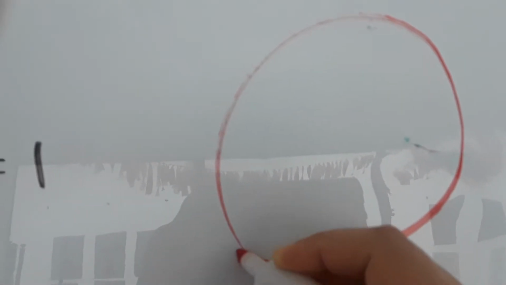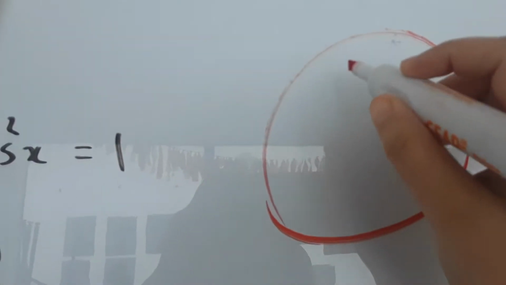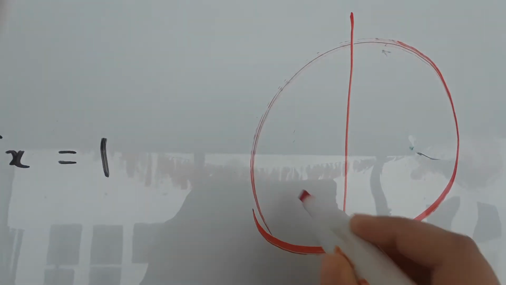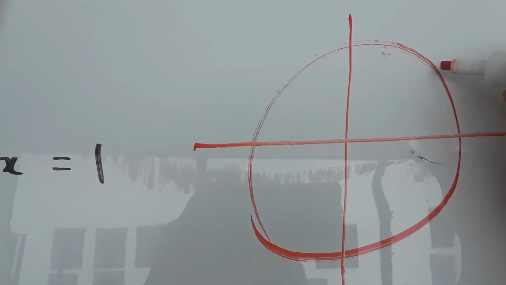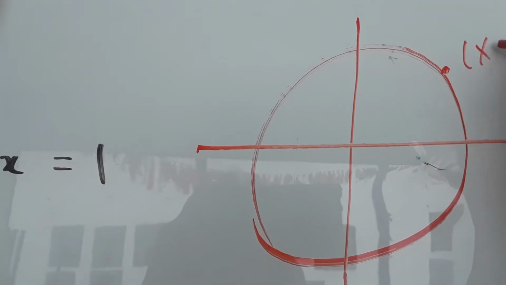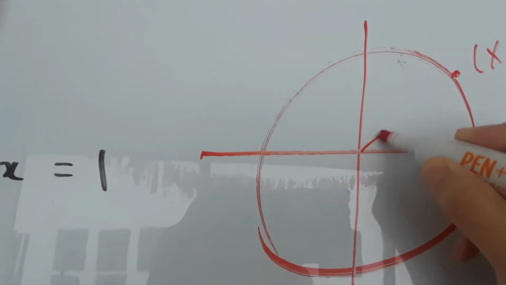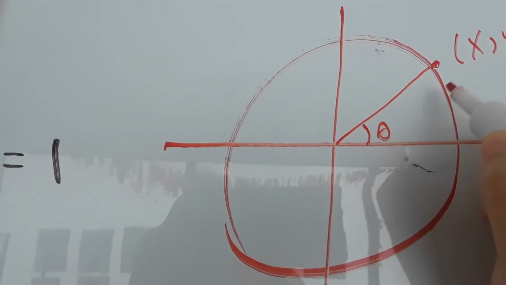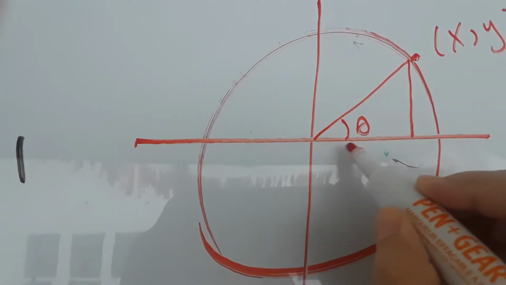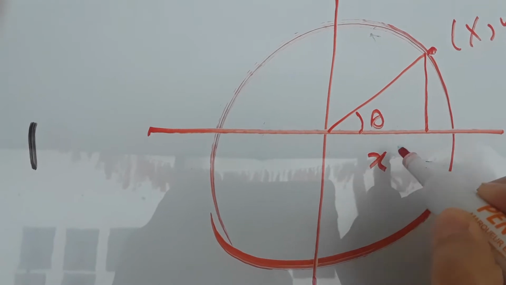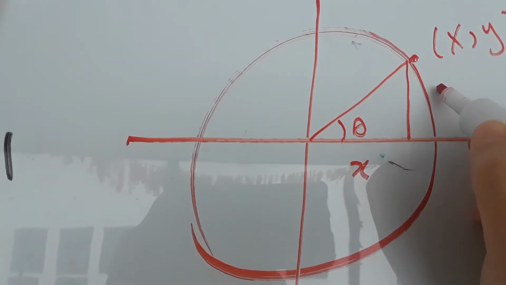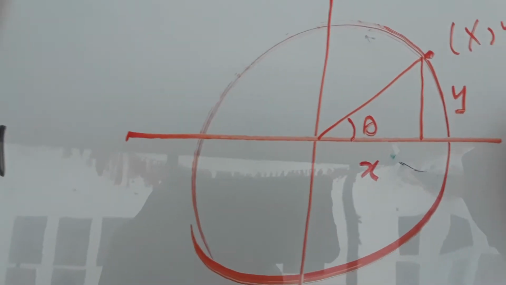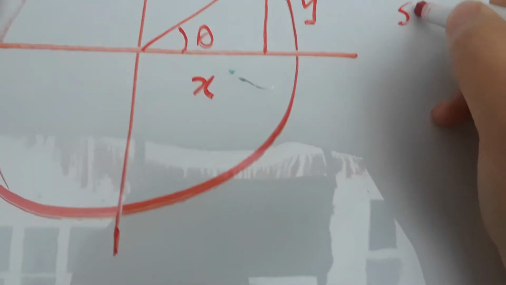As you know, this is my unit circle. A point on that is what? x and y. The corresponding angle here is theta. So from here to here is the x value, and from here to here is what? The y value.